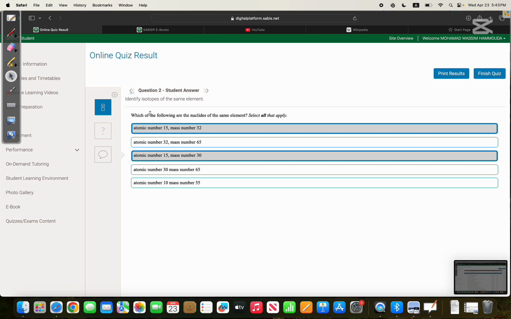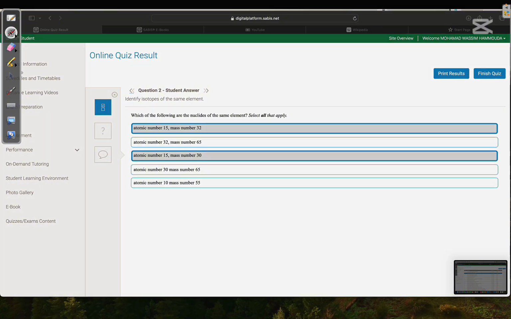Question 2. Okay, they're asking which of the following nuclides are of the same element. So nuclides of the same element will have the same atomic number, but they could have a different mass number. As long as they have the same atomic number, they're the same element.